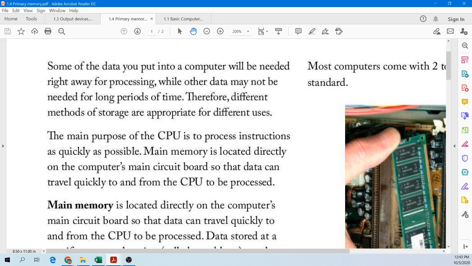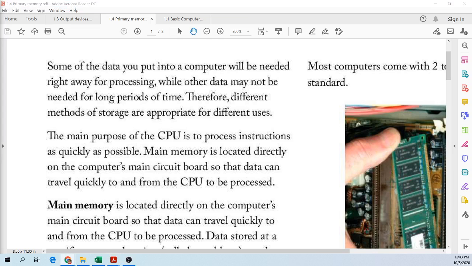Some of the data you put into a computer will be needed right away for processing, while other data may not be needed for periods of time. Therefore, different methods of storage are appropriate for different uses. The main purpose of the CPU is to process instructions as quickly as possible. Main memory is located directly on the computer's main circuit board so that data can travel quickly to and from the CPU to be processed.